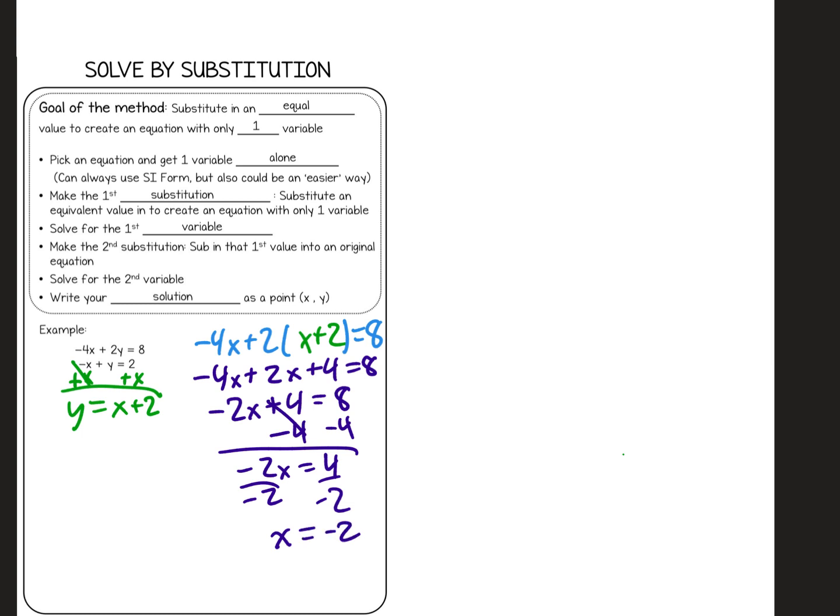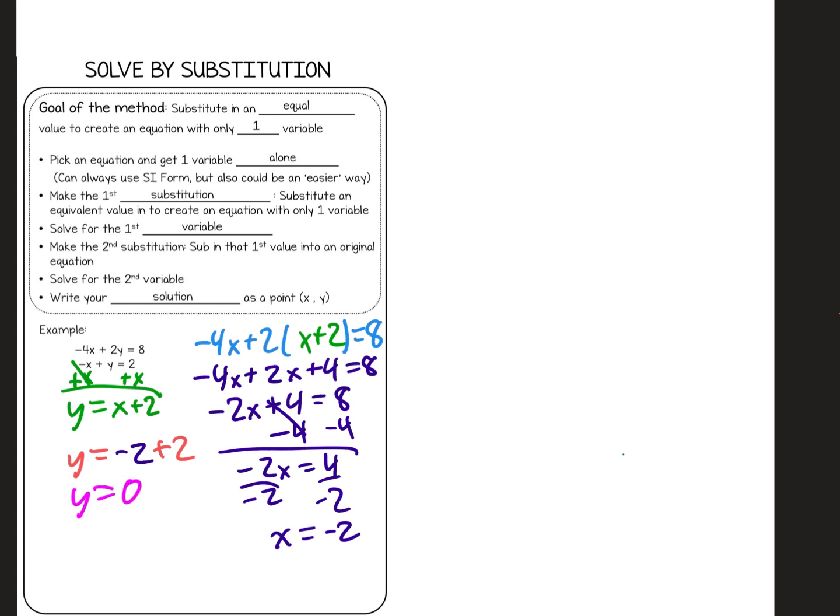Step 4 is to make the second substitution. We are going to substitute in that first value into the original equation. You can substitute x equals negative 2 into negative 4x plus 2y equals 8 or negative x plus y equals 2. However, I am going to substitute into y equals x plus 2. Now it is time to solve for the second variable. We have y equals negative 2 plus 2, which is 0.